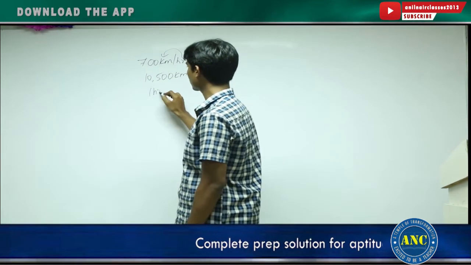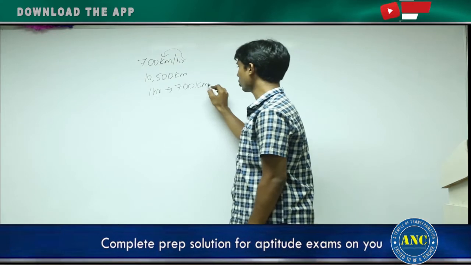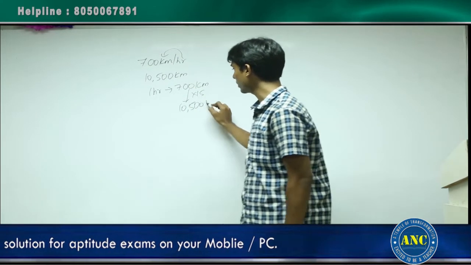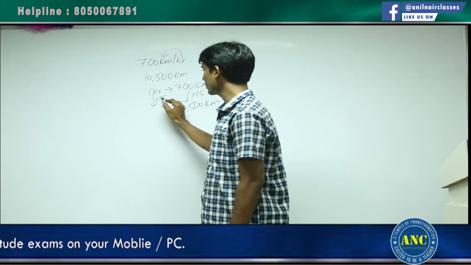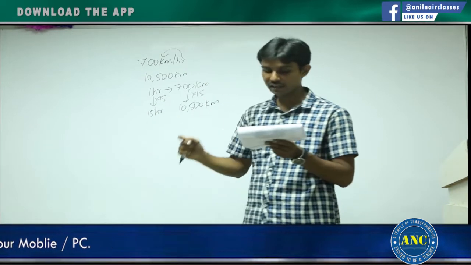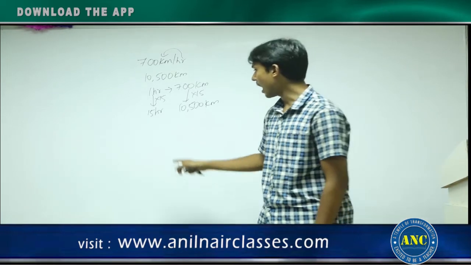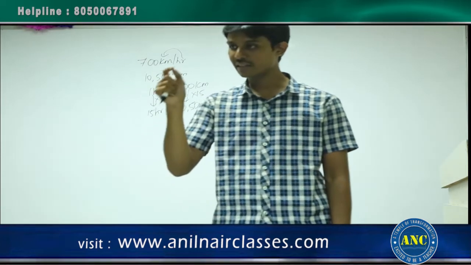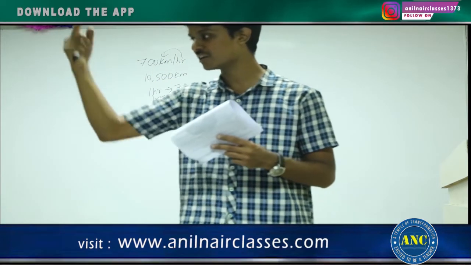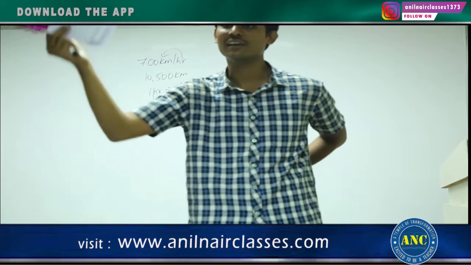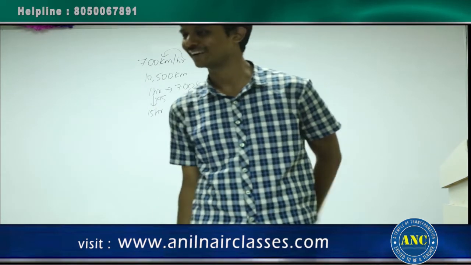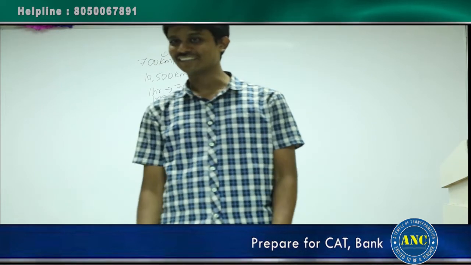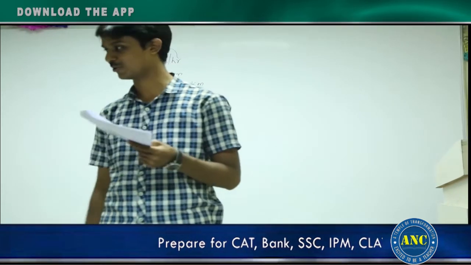In 1 hour, it will cover 700 km. To cover 10,500 km, it will take 700 into 15 is 10,500, so 15 hours. That means it started at 5 o'clock, but after it travelled for 15 hours, it will reach some other point. We can determine the time of that only if the time zone of that particular country is given. But no time zone is given. Understanding? You cannot assume the time zone same as Indian time zone. That is the reason IST is given in the question.